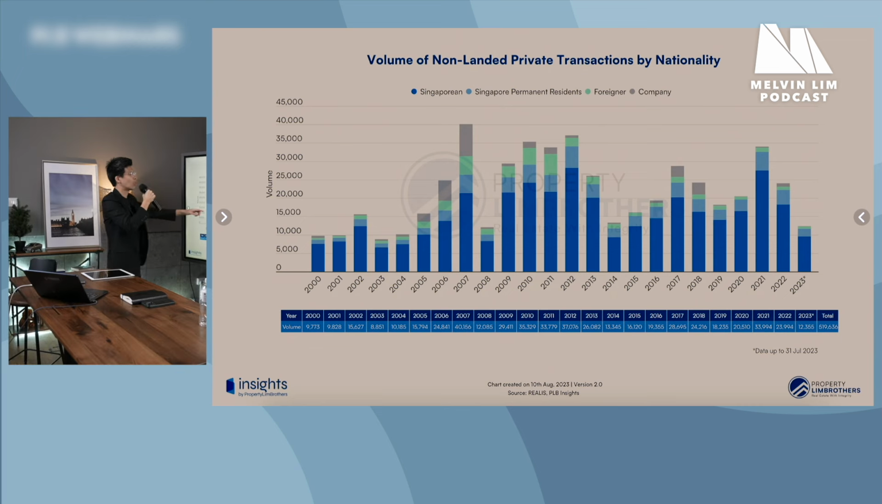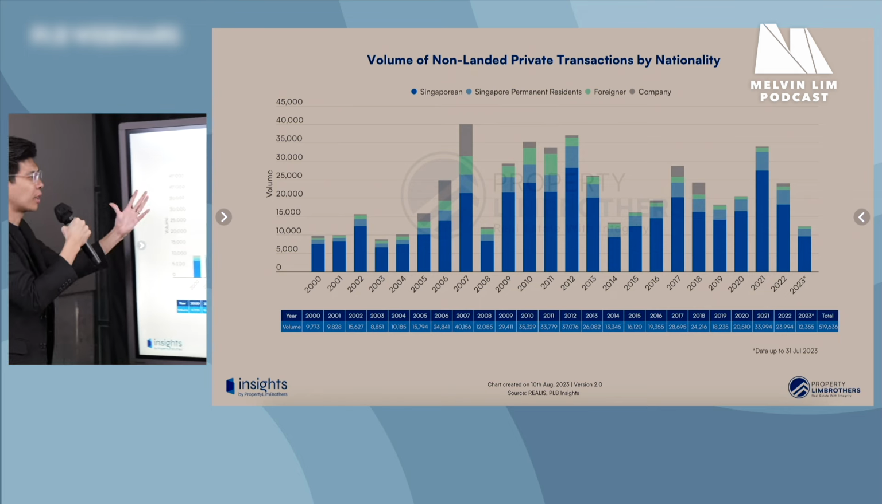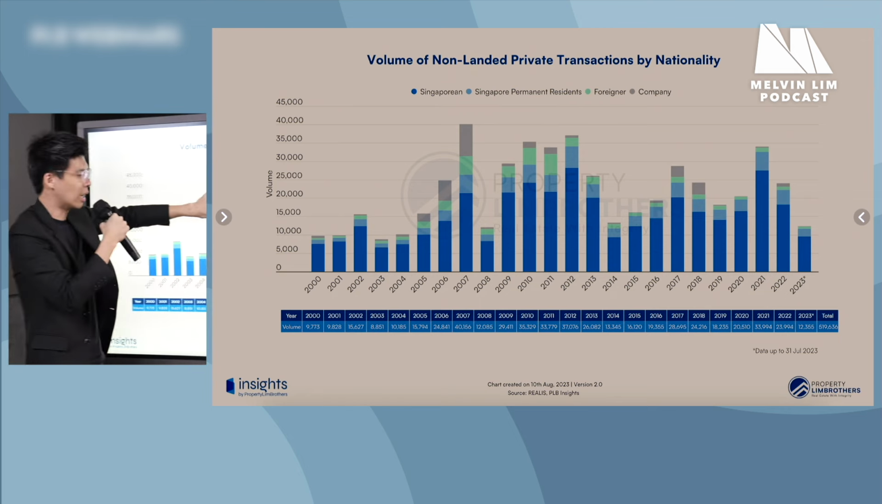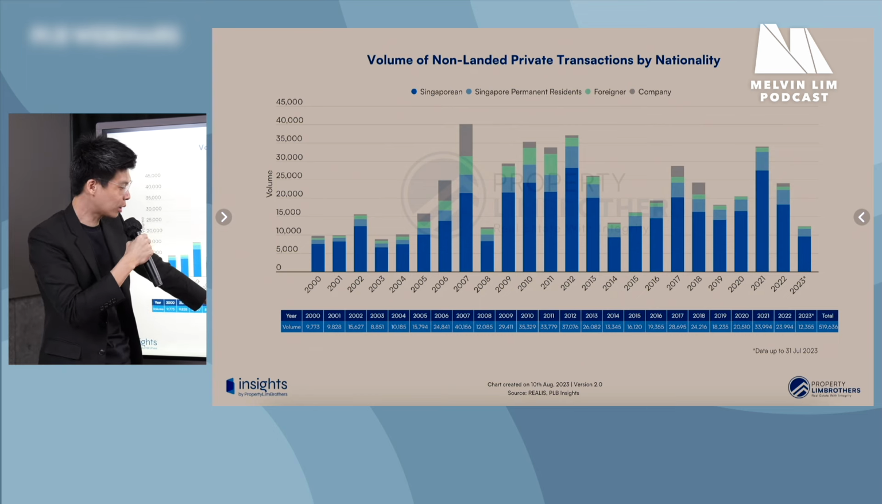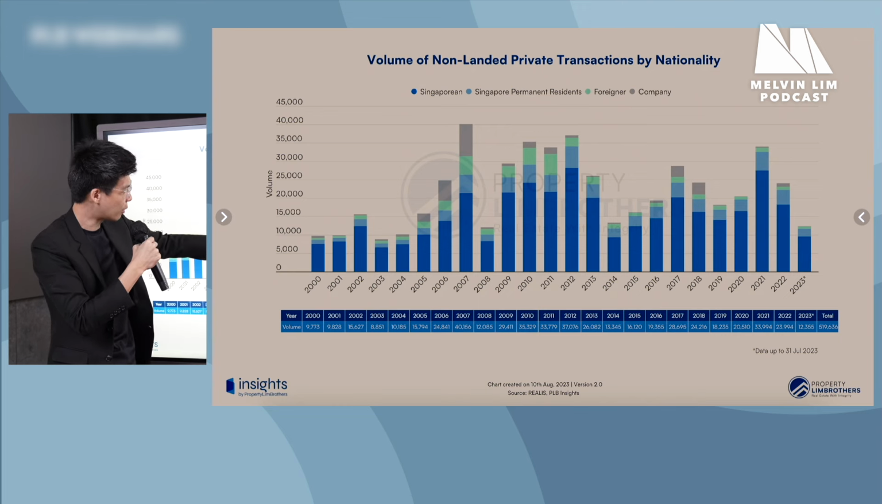What's interesting is that you can see foreigners and companies start to come in to buy aggressively in 06 and 07, pushing up the speculative prices. And when the global financial crisis came, volume dropped by almost two-thirds. Hence you can see that prices came down.